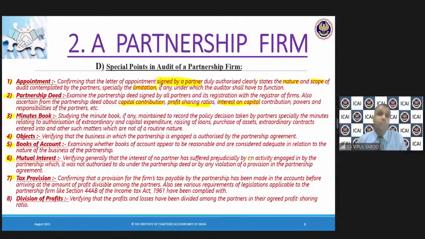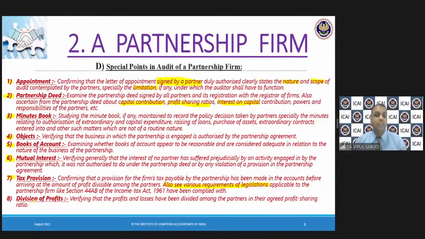So whether you have made provisions for tax. Usually in the case of partnership firms, tax provisions are not debited to the profit and loss account. It is the profit and loss appropriation account. You might have read about it, no? Below the line profit and loss account. Okay, so have the tax provisions been properly made in the accounts, and what other legislations are applicable? If you are auditing the partnership firm under the Income Tax Act, you have to see the provisions of income tax as well. Okay.